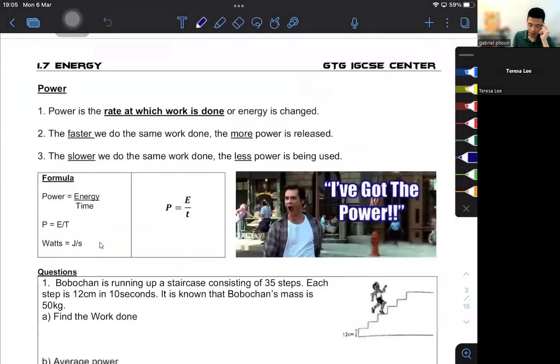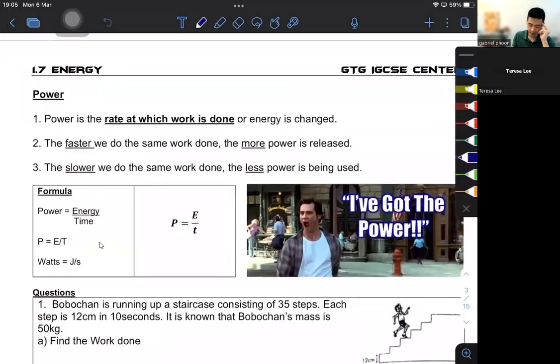So if you look at the statements here, power is the rate at which work is done. Guys, whenever you see the word rate, I want you to always remember it's something over time. In this case, they say rate at which work is done, which means work done over time, or energy over time. Whenever you see the word rate, it's basically something over time.